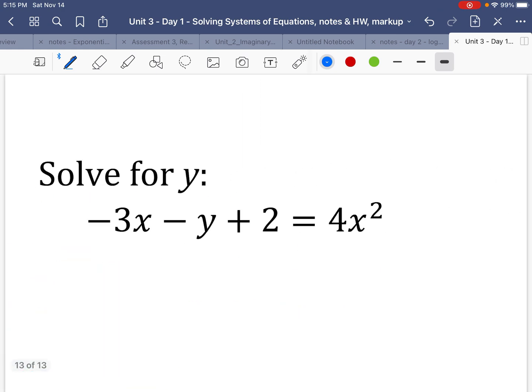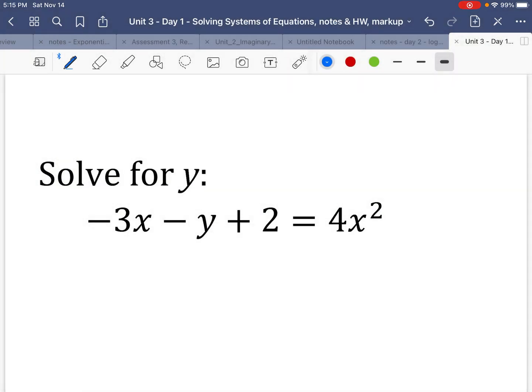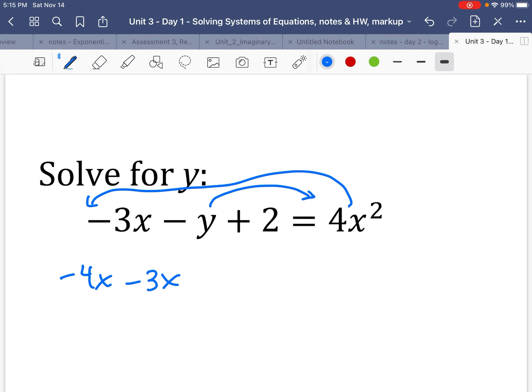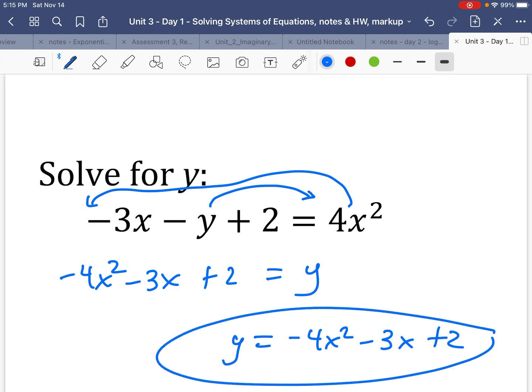Okay? All right, and I think, is this the last one? Yes, it is. So this is the one I want you to write in the Edpuzzle. Solve for y. All right, so the quickest and easiest thing to do here would be to move the y to this side and bring the 4x squared to the front. So that 4x squared becomes -4x squared. I'd have -3x and plus 2, and the y would now be positive. So hopefully you wrote something like that, or maybe you switched it around and wrote -4x squared minus 3x plus 2 like that. Okie doke.